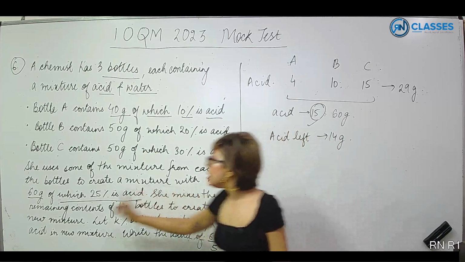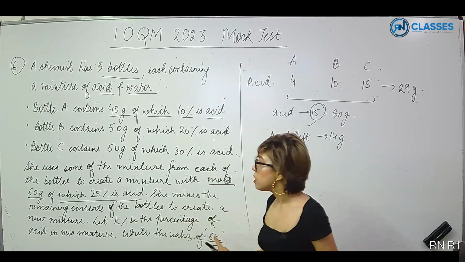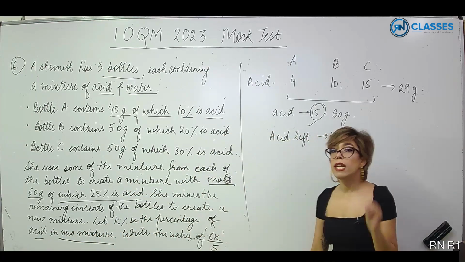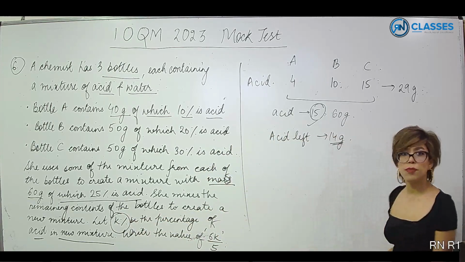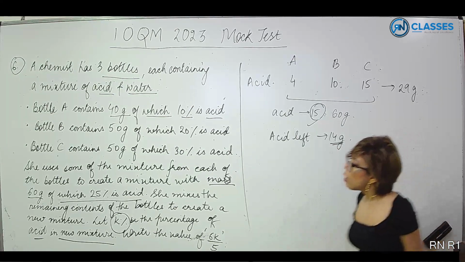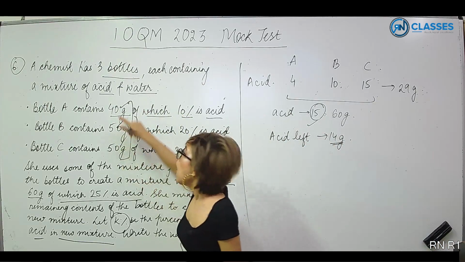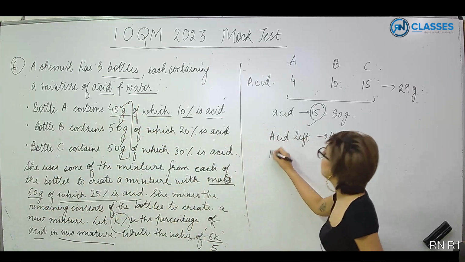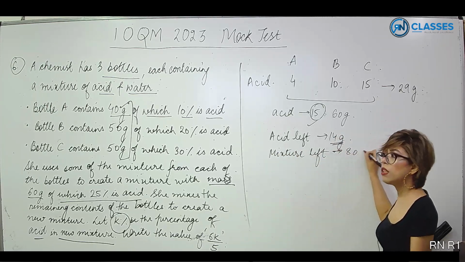She says she mixes the remaining contents of the bottles to create a new mixture. Alright. Let K percent be the percentage of acid in the new mixture. Then write the value of 6K by 5. So I need to find out the acid percentage basically. Right. Now acid left is this much. In order to evaluate acid percentage, I need to know how much mixture is there. Now she says out of this, how much did she have? She had 140 grams. Right. Out of 140, she has already utilized 60. That means the remaining mixture is 80 grams. I think problem is done.